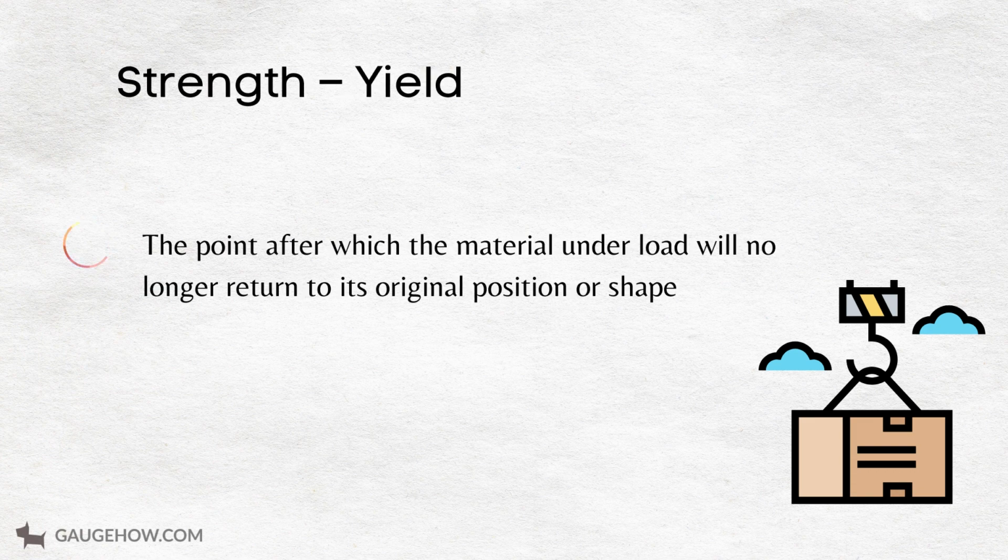Strength, yield. Similar in concept and measure to tensile strength, yield strength describes the point after which the material under load will no longer return to its original position or shape. Deformation moves from elastic to plastic. Design calculation includes the yield point to understand the limits of dimensional integrity under load.